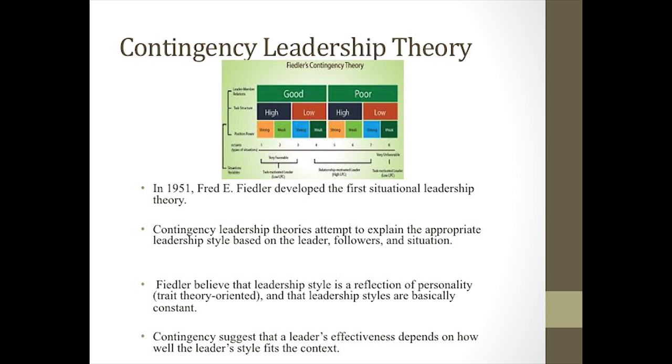In 1951, Fred E. Fiedler developed the first situational leadership theory. His theories attempt to explain the appropriate leadership style based on the leader, followers, and situation. Mr. Fiedler suggests that you first need to determine the leadership style of the leader, then examine the three situational favorableness. The first favorableness was leader-member relations.